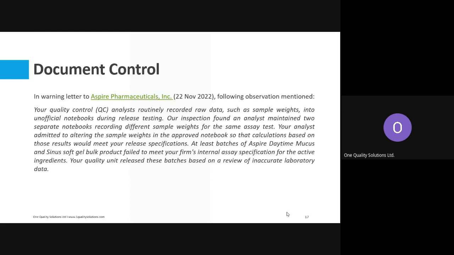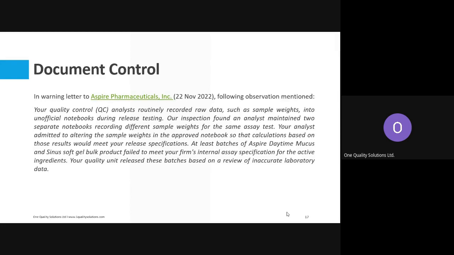Your quality control analysts routinely recorded raw data such as sample weights into unofficial notebooks. During release testing, our inspection found an analyst maintained two separate notebooks recording different sample weights for the same assay test. Your analyst admitted to altering the sample weights in the approved notebook so that calculations based on those results would meet your release specification. At least batches of the bulk product failed to meet your firm's internal assay specifications for the active ingredients.